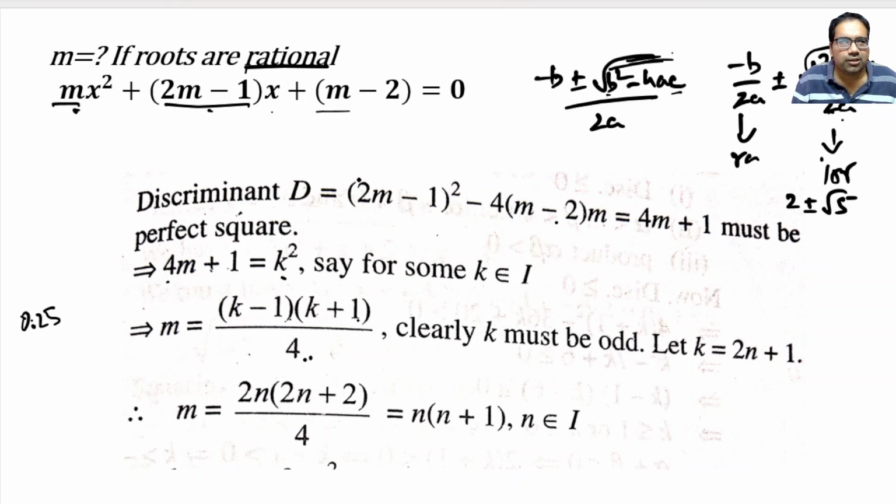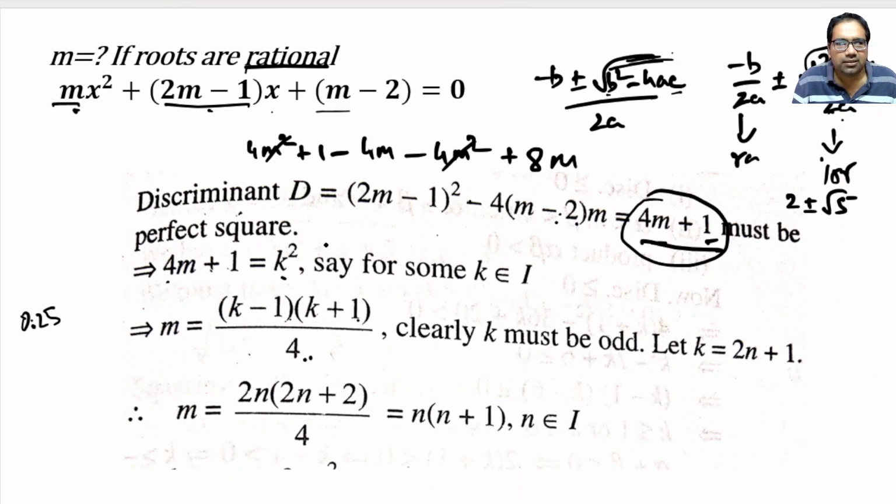If I expand this, (2m minus 1) whole square, what is that? 4m square plus 1 minus 4m, minus of 4m into m, that is minus 4m square, and plus 4 into 2 is 8, plus 8m. What will this become? 4m square will cancel, 8m minus 4m is 4m, and this one is 1. Now 4m plus 1, m is an integer, and this part should be a perfect square. Since m is an integer, 4m plus 1 is also an integer.